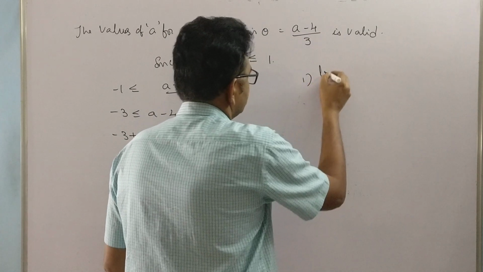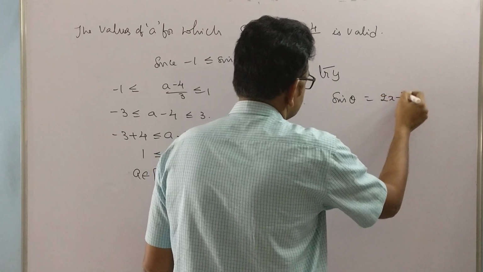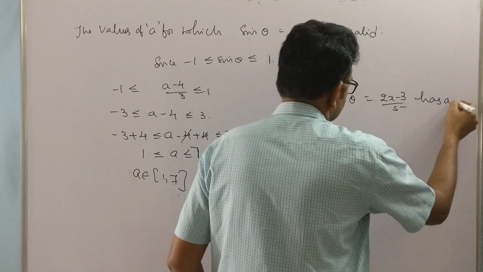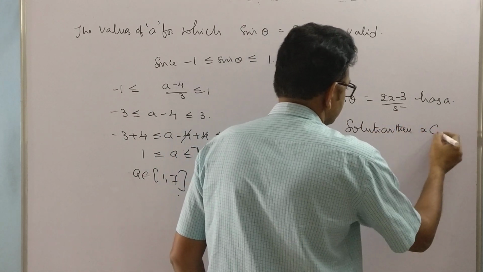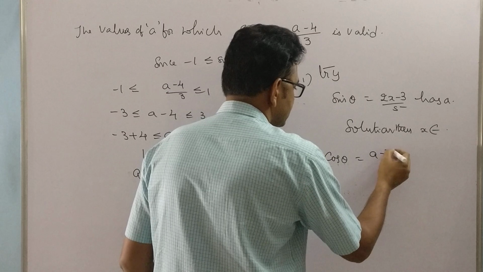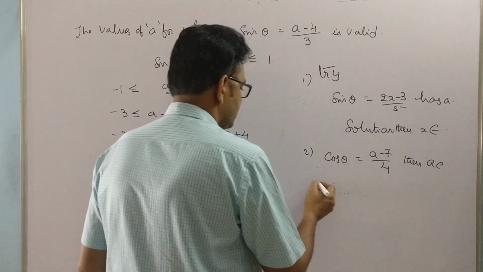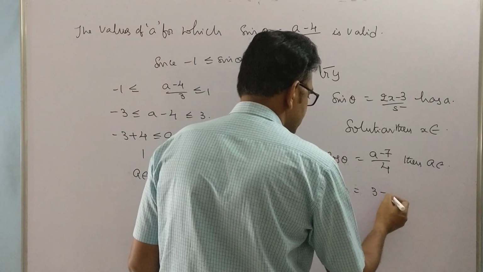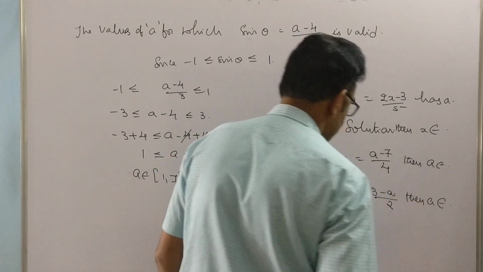So, I will give you some problems. You try yourself. Sin theta is equal to (2x minus 3) by 5 is valid, has a solution, then x belongs to. Second question, cos theta is equal to (a minus 7) by 4 has a solution, then a belongs to. Third one, cos theta is equal to (3 minus a) by 2 has a solution, then a belongs to.